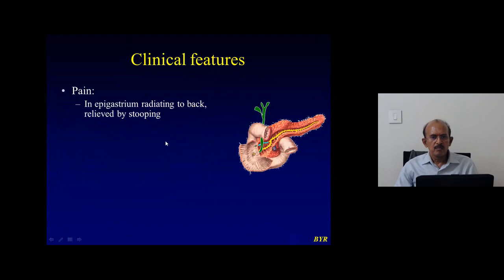He may get pain in the epigastrium, radiating to the back, relieved by stooping, in case of tumors arising from the body of the pancreas. Because body of the pancreas tumors do not manifest with jaundice in the early stages. They manifest jaundice only when there is lymph nodal spread to the porta hepatis causing obstruction there. During that time, they may infiltrate the muscles in the back. So that is why the patient gets severe pain in the back, and that is relieved by stooping.